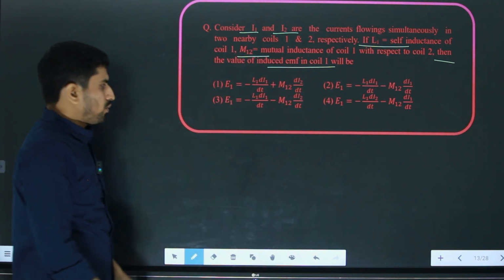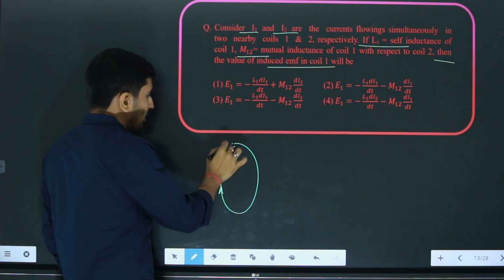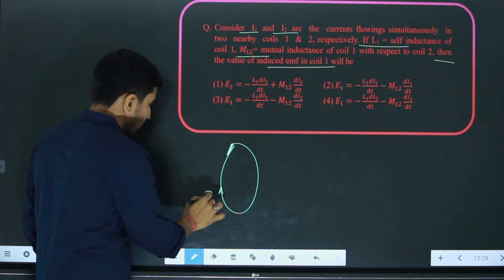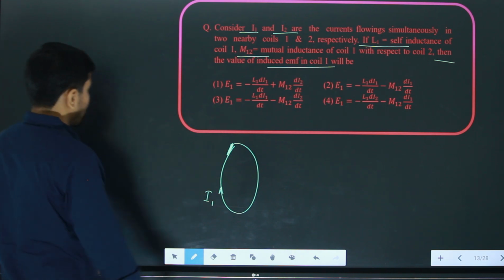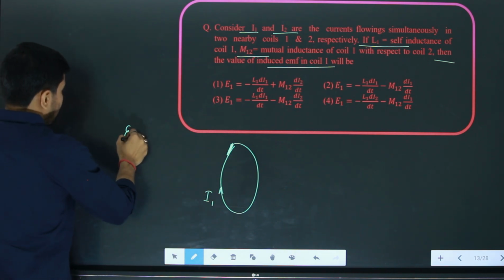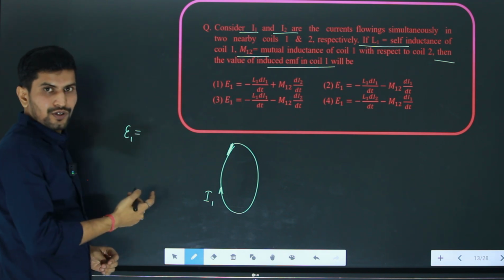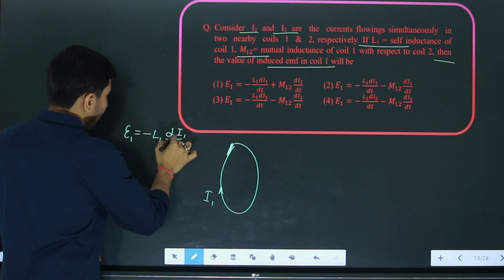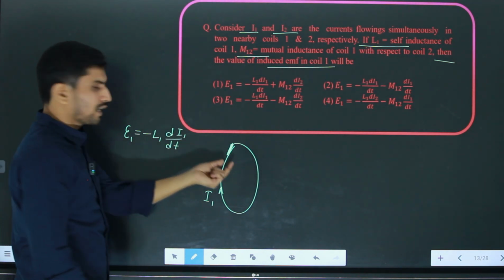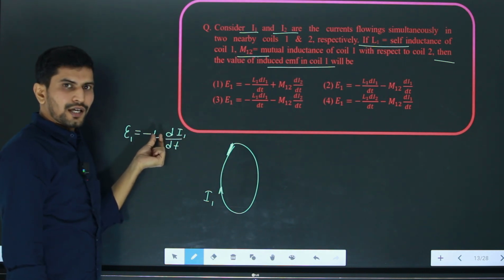Okay. So whenever we have a coil and a current is flowing, and the current is a varying current, therefore, in this varying situation, it will cause self-induction, and the EMF due to self-induction will be equal to minus L dI1/dt. So the change of current in the coil with respect to time multiplied by L is the induced EMF.